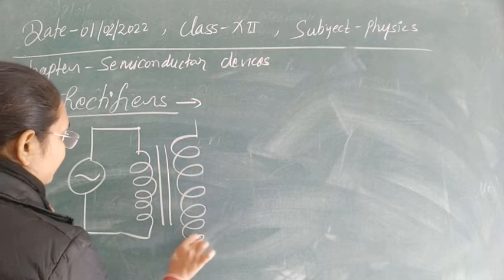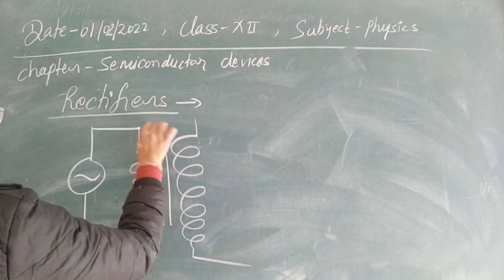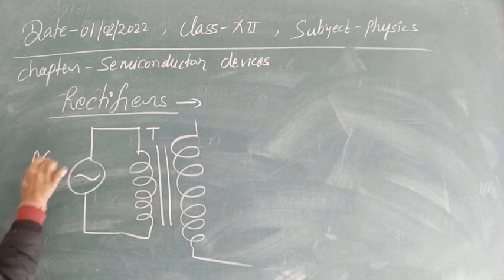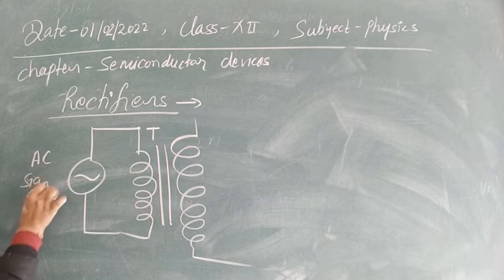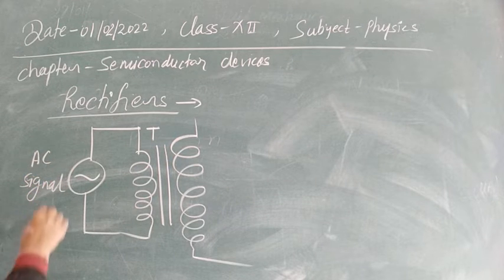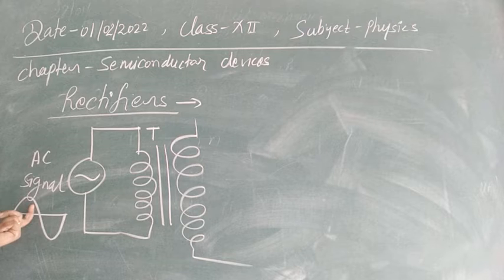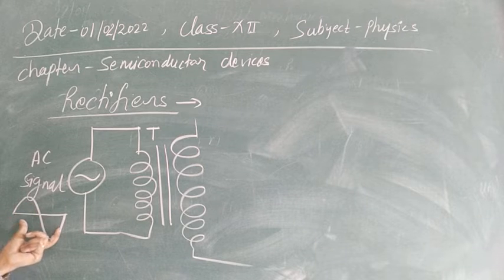So this is our second thing. Suppose I have used a step up transformer. So the second thing is the transformer. First is our AC signal that needs to be rectified. If you see the shape of the AC signal, then obviously you know that in a complete cycle an AC signal has one positive half cycle and one negative half cycle.